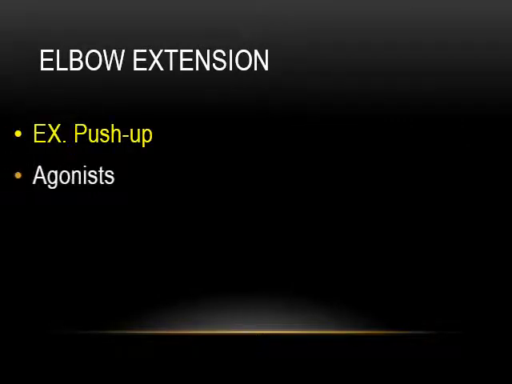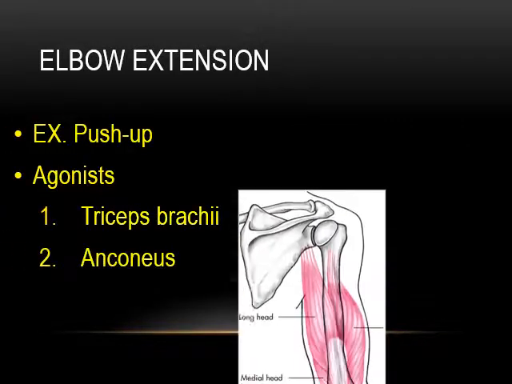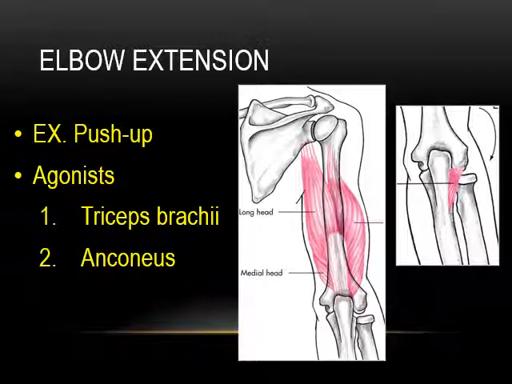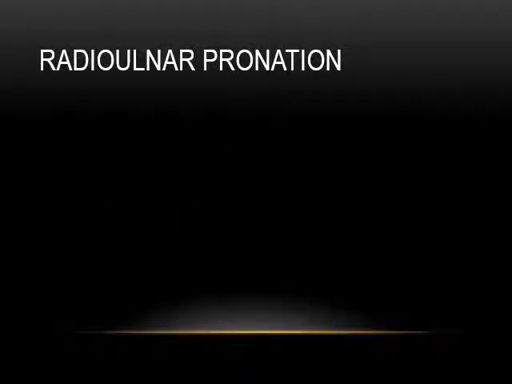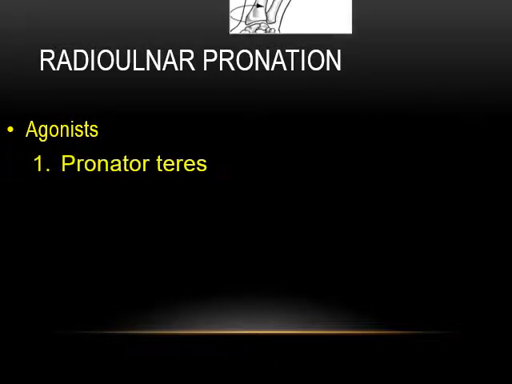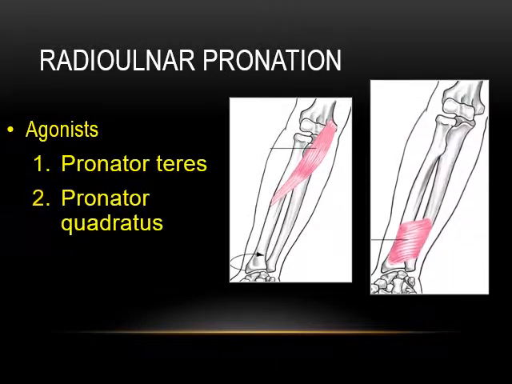Elbow extension, an example of that would be in a push-up. You have the triceps brachii and the Anconeus. And then radioulnar pronation: the Pronator Teres and the Pronator Quadratus.